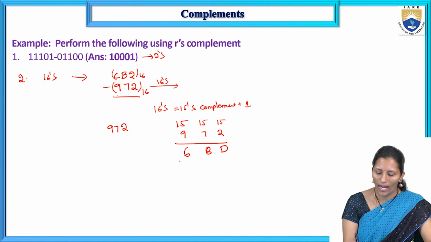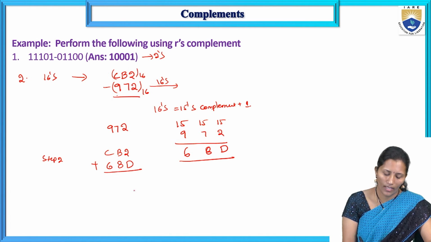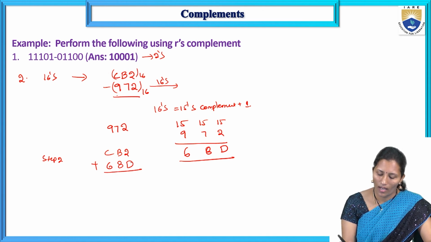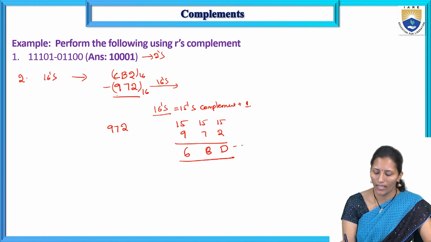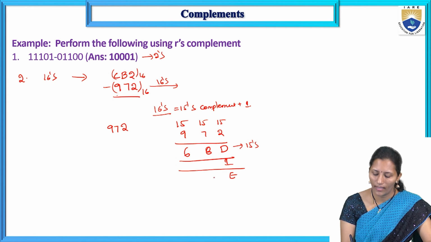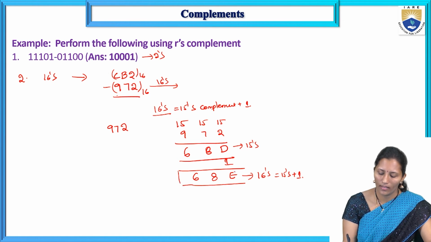So the 15's complement is 68D. Here we have to perform the 16's complement, and what we got is only the 15's complement. By adding 1 at the LSB, we get the 16's complement, so this is 68E. The 16's complement is the 15's complement plus 1. Then add this result to the minuend.